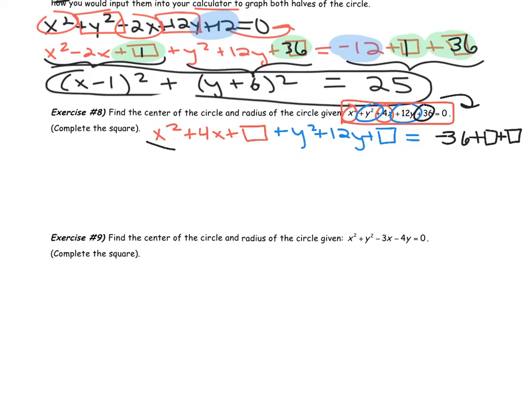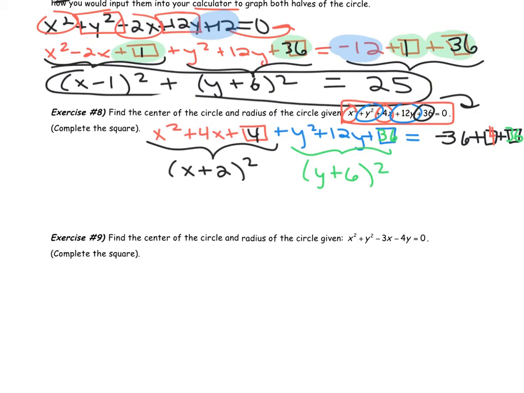Okay, complete the square, guys. x plus 2 squared, you'll get 4, and let's write that here as 4. We've got y plus 6 squared, so that's 36.